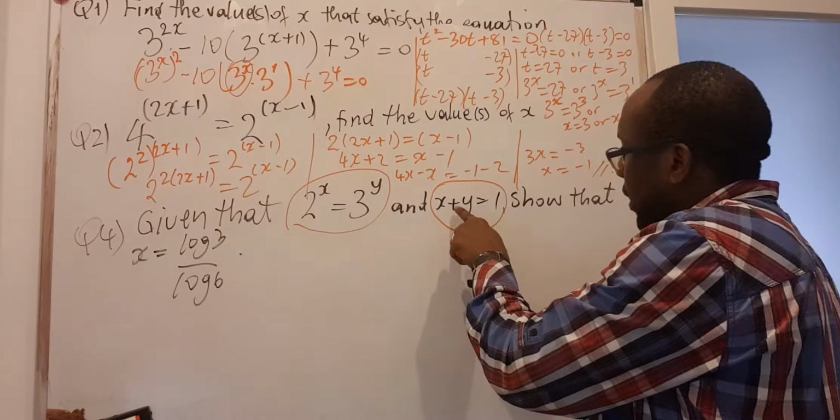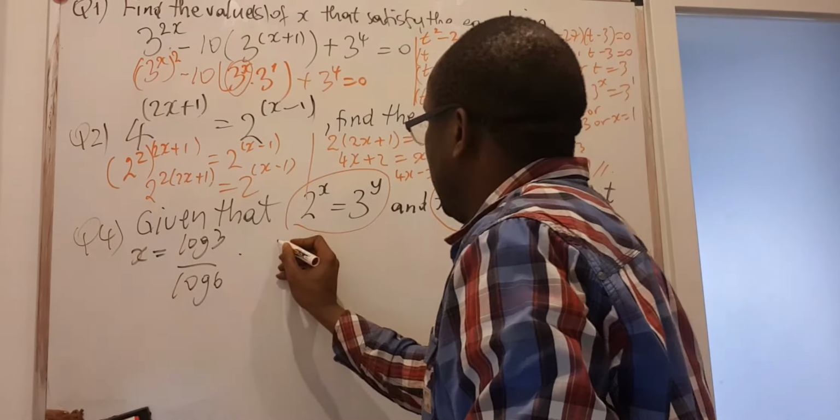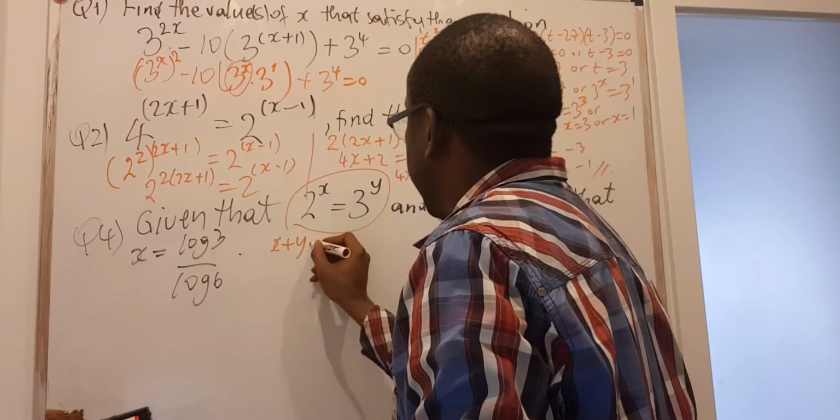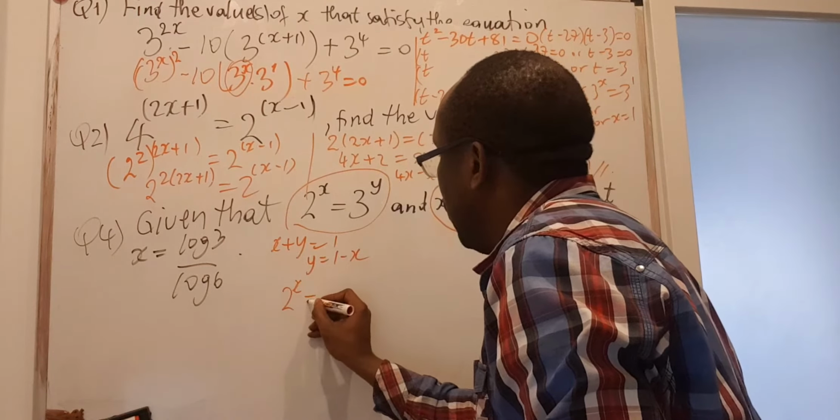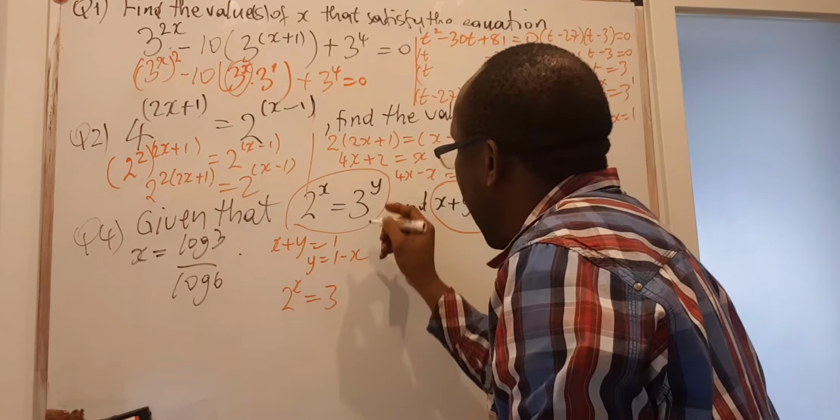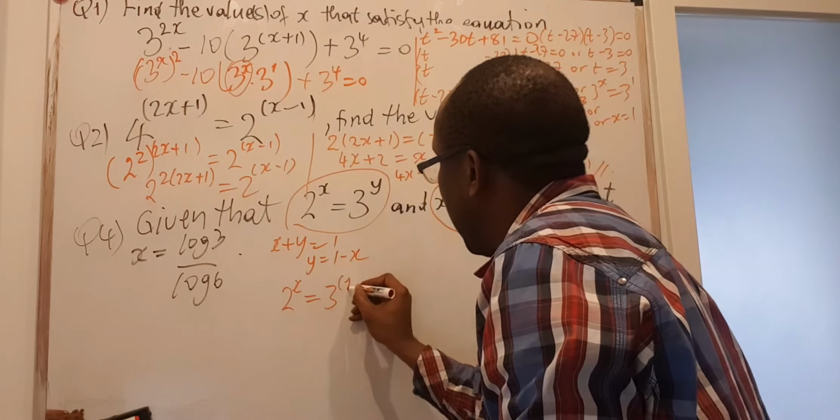To do that, since we know that x plus y is equal to 1, then y is equal to 1 minus x. So I can write this as my 2 to the power x, 3 to the power, instead of the y, I replace it with 1 minus x.